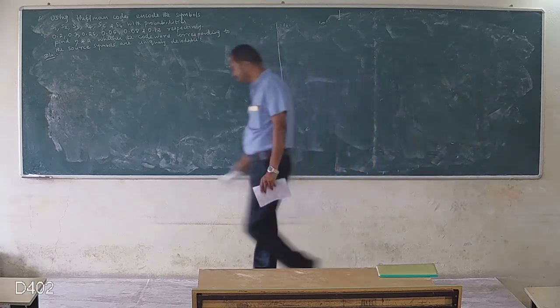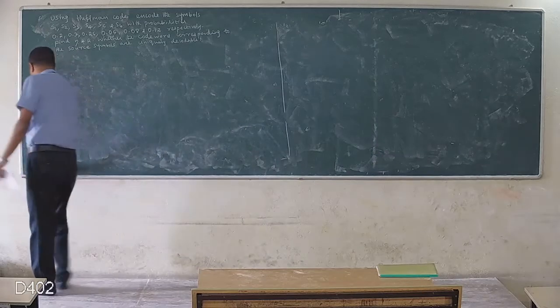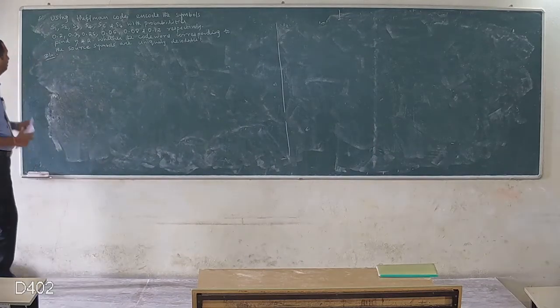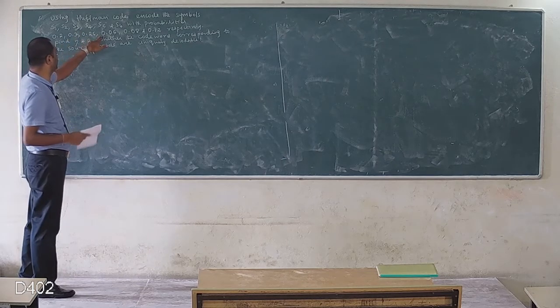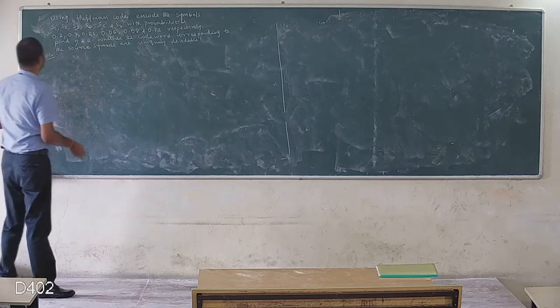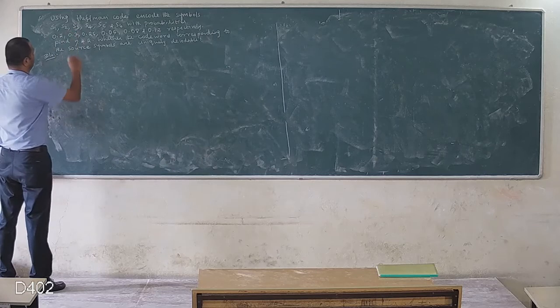As we discussed in Huffman coding, first we have to write the messages in descending order of probability. So if you look at it, the messages are not in the proper order. It is not in descending order. So first you write it in descending order.